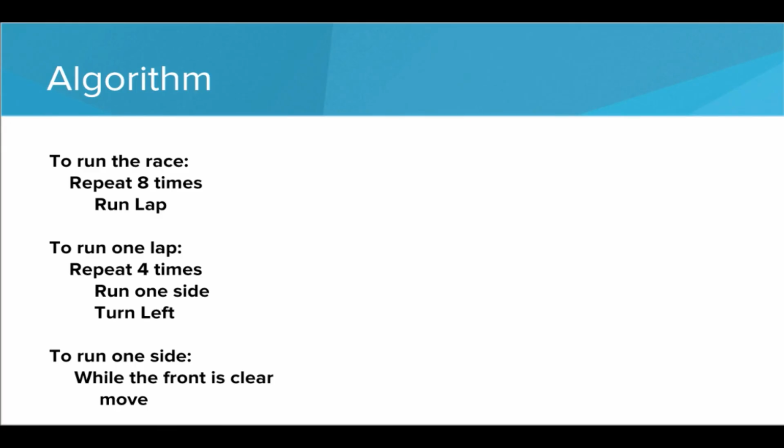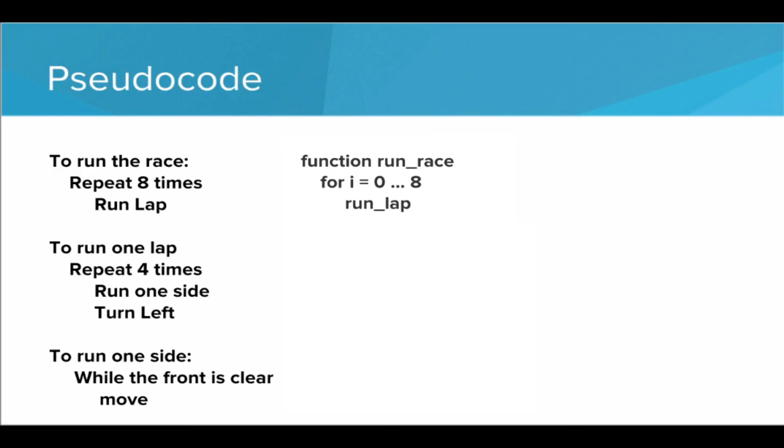Now let's convert this into pseudocode. So we don't want to worry exactly about the syntax. We just want to start putting our ideas out there in terms of which control structure we're using and which functions we're using. So here, to run a race. Well, that's really saying a function. We want to write a function called run race. And what do we do inside of this function? Well, we repeat the following 8 times, run a lap. Well, we're repeating a fixed number of times, so that's going to be a for loop. And it's going to go from 0 to 8. So for i going from 0 to 8, run a single lap.